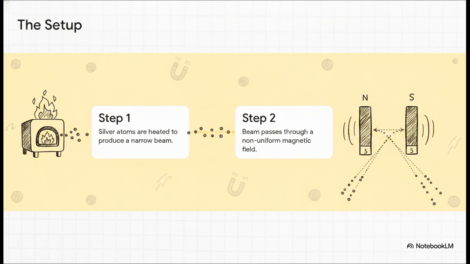Step 1, they heat silver atoms in a furnace to produce a precise, narrow, forward-shooting beam. They specifically chose silver because its single unpaired outer electron gives the atom a measurable intrinsic magnetic moment, all without interference from orbital angular momentum. Step 2, they pass this fast-moving beam through a non-uniform magnetic field. Because each silver atom is essentially a tiny magnet, the magnetic field exerts a force on it. And where that force pushes them? Well, that's exactly what solves our mystery.